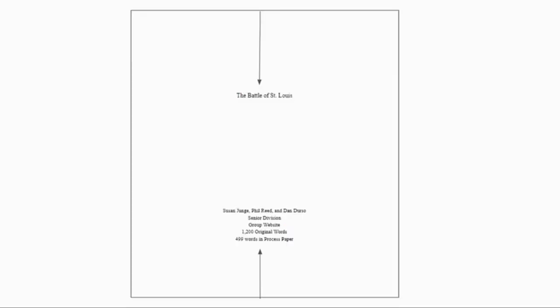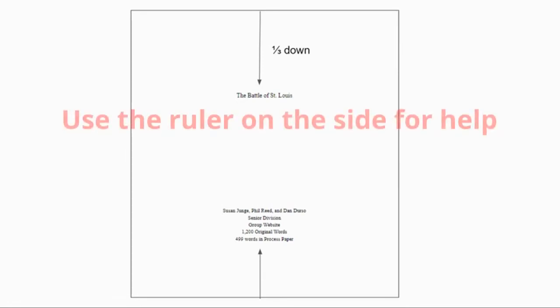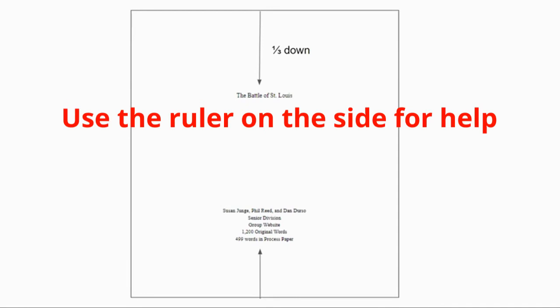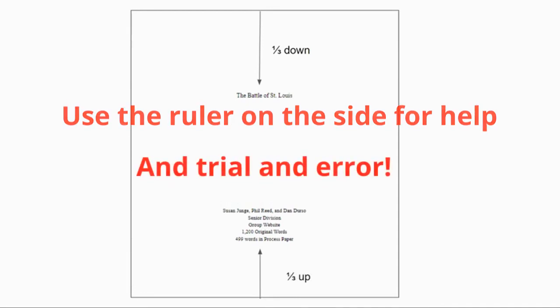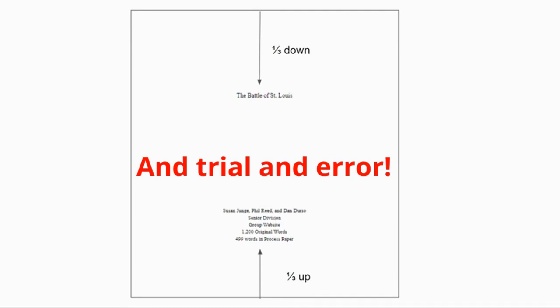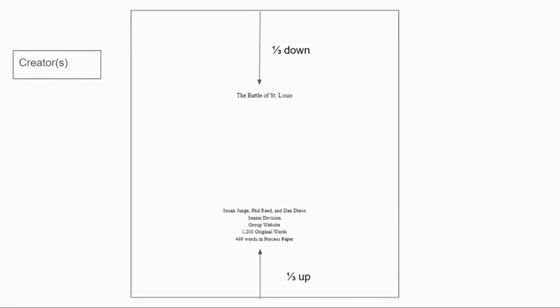So this is what a sample process paper looks like. You'll notice that all the different parts on the previous slide are here. It's about 1/3 of the page down, and really this is kind of an eyeball for you. And then about 1/3 of the page up is where you find that other information. The title stands alone, as you see here. And so for my example, I always use my old favorite, the Battle of St. Louis.